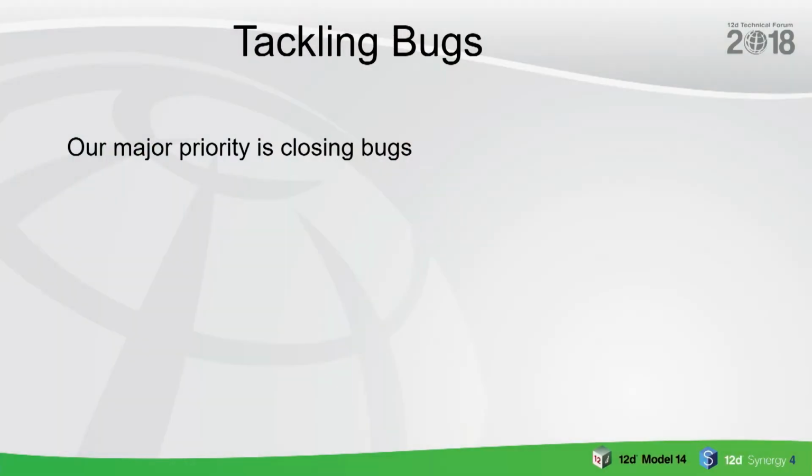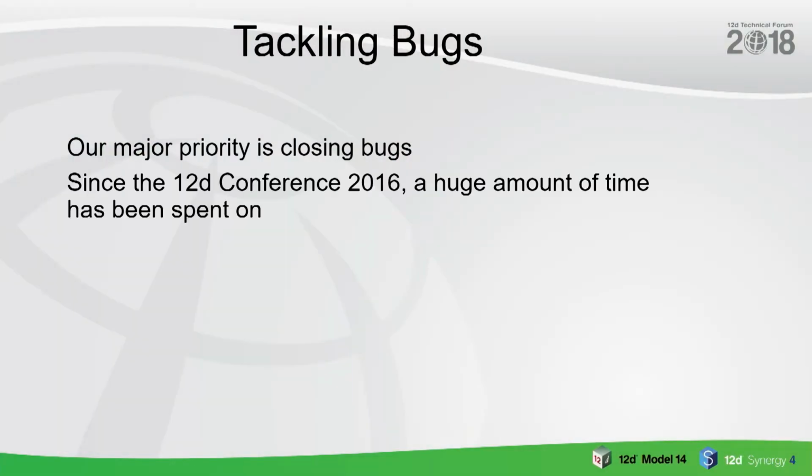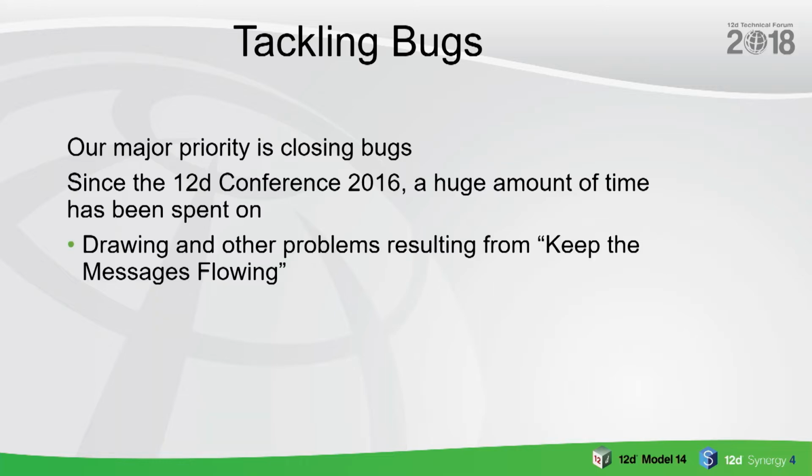These things are for hard coders and for macro people. So basically our major priority has been closing bugs. Since the last conference we've spent a huge amount of time just closing bugs in drawings and other things that came from keep the messages flowing. It crept into all sorts of areas. This is the stop where you get that little white wheel and you don't know what's going on. Because we've got all these different views and things happening, it turned out to be a horrendous problem just to stop getting that little wheel happening. And just bugs in general.